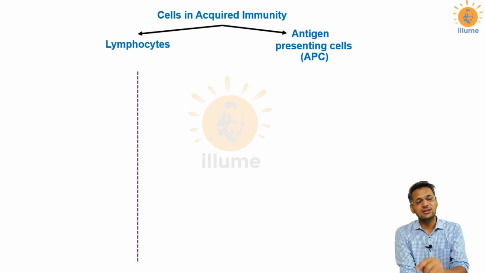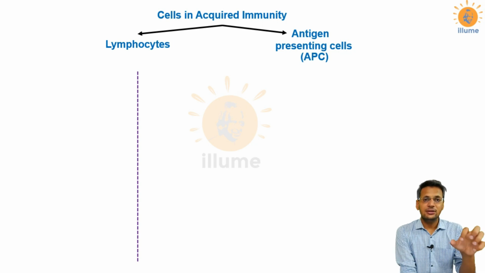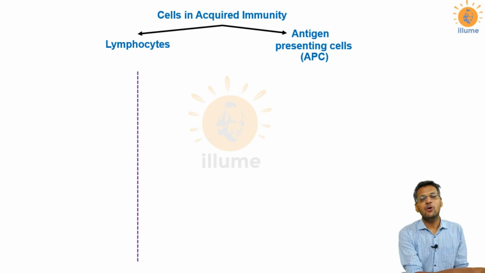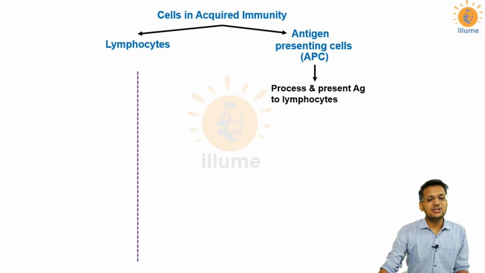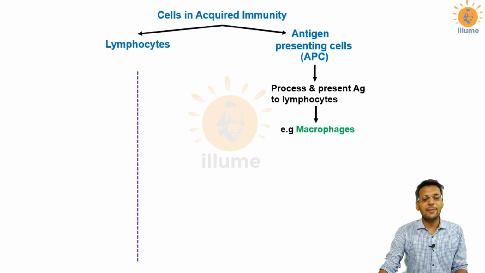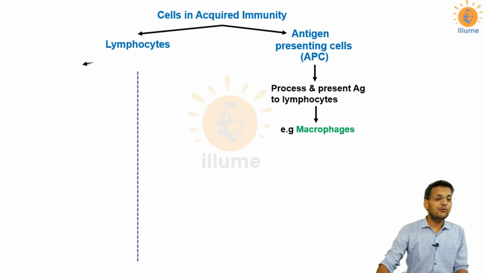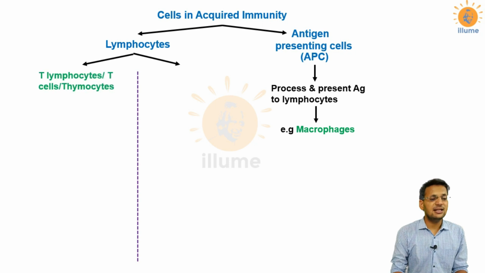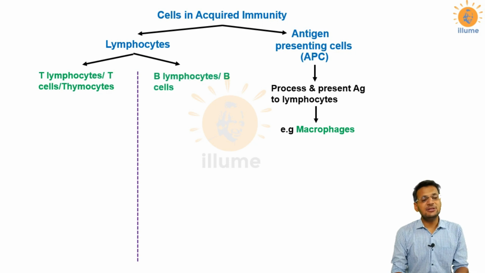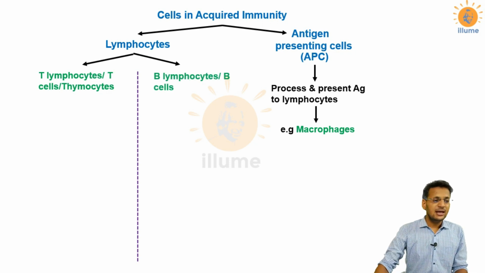In the same way, an antigen presenting cell would present the culprit, the antigen or the pathogen, towards the lymphocytes. Antigen presenting cells process and present the antigens, and the examples are macrophages. And lymphocytes are of two types: T cells and B cells. T lymphocytes or T cells or thymocytes, and the second type is the B lymphocytes or B cells.